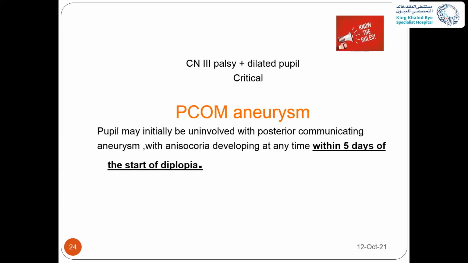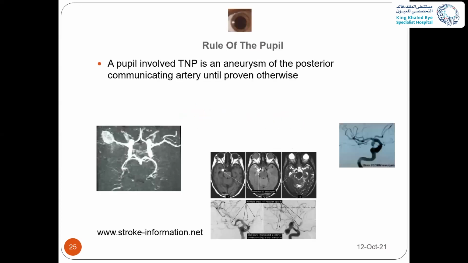Okay, what is next? What should we do? This is a neuro-ophthalmic emergency, life-saving. Next is to involve the neurology department. We need to do MRI with MRA and sometimes CT angio, because a small aneurysm might not be seen with MRA. We should take it very seriously: a pupil-involved third nerve palsy is an aneurysm of the posterior communicating artery until proven otherwise with CT angio.